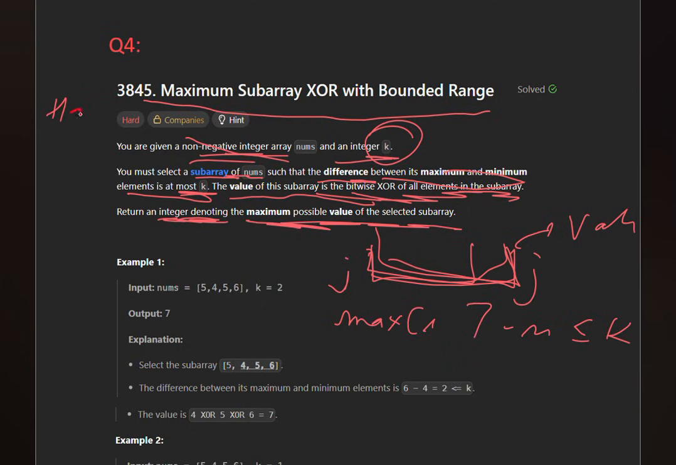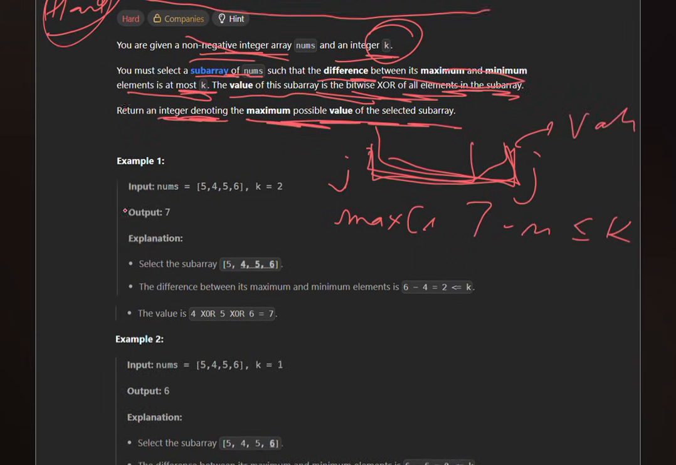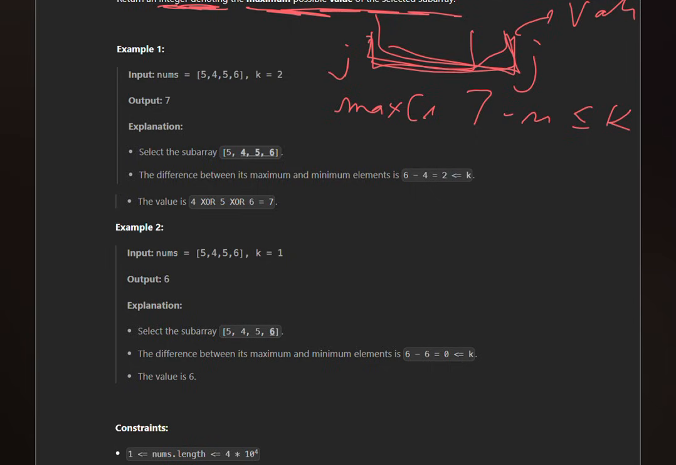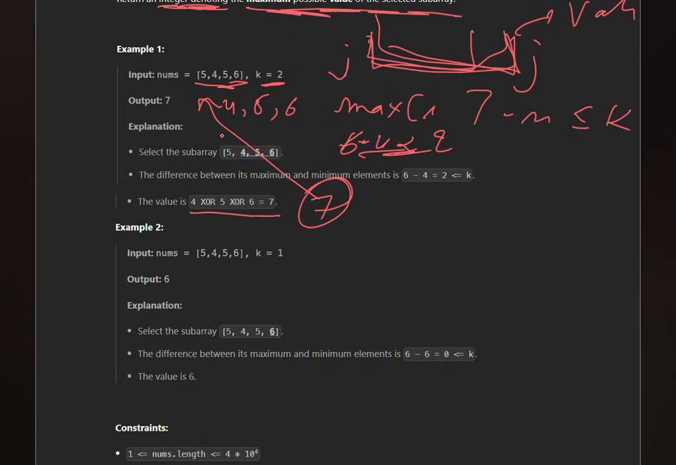So this is a hard question and it is a very good question. I like this question. So let's see some examples. We are given an array 5, 4, 5, 6 and k is equal to 6. If we see the subarray 4, 5, 6, then 6 minus 4 is 2, which is less than or equal to k. And the XOR of 4, 5, 6 is 7. So we return our answer as 7. This is the maximum XOR that we can get.